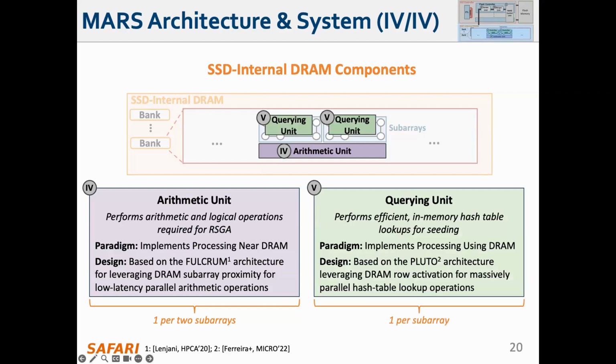The second element we add is a querying unit per subarray, so 512 elements in our design, and they perform efficient in-memory hash table lookup for seeding where we need it. And the design that we implement here is based on Pluto, which leverages the processing using memory paradigm to enable massively parallel hash table lookups directly within the DRAM.